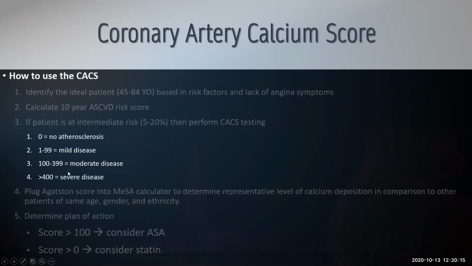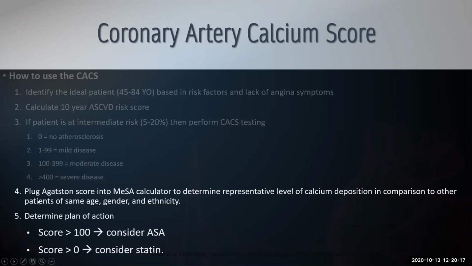And then when you get that score, you get one of these ranges. So you plug that score into the MESA calculator to determine the level of calcium deposition for patients in that same age, gender, ethnicity, kind of like the T-score that we use when it comes to our DEXA scans. And so when you get this underlying score, then you're going to plug it into the calculator, and then it can help determine what your plan is. You're going to be initiating an aspirin, or if it's greater than 0, putting in a statin. Okay, so just know about that MESA calculator, that it exists. I don't think it's probably going to show up in your boards, but this is more clinically relevant.